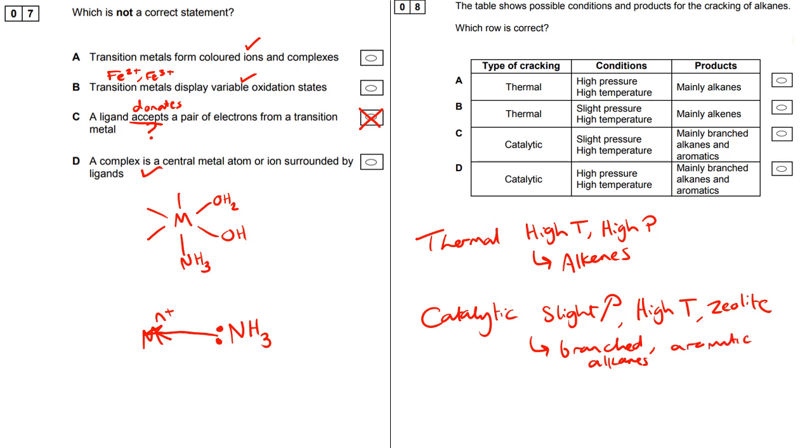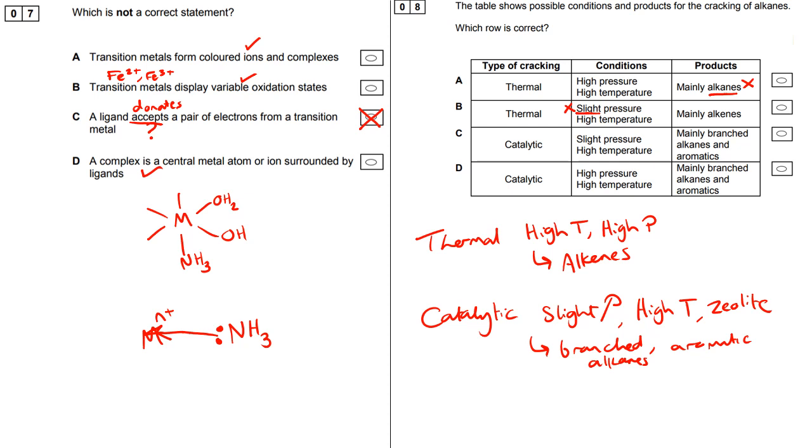Let's just go through the table. Let's see which one matches up these bits of information here. So thermal, carried out high pressure, high temperature, that's correct, but it doesn't produce mainly alkanes, it produces mainly alkenes. Statement B, or row B, thermal cracking does produce mainly alkenes. It's carried out under high pressure, but it's also carried out under a high pressure.